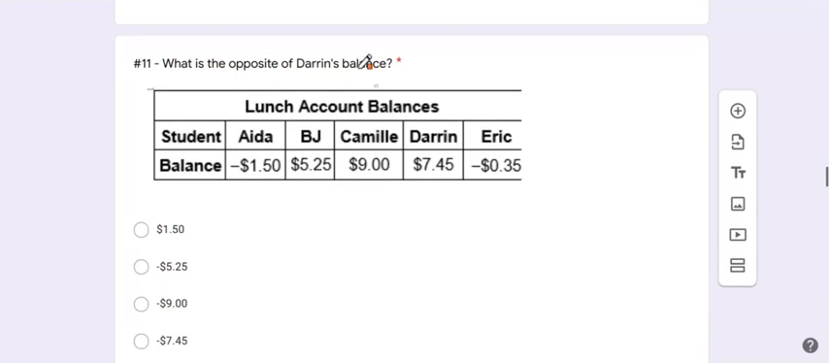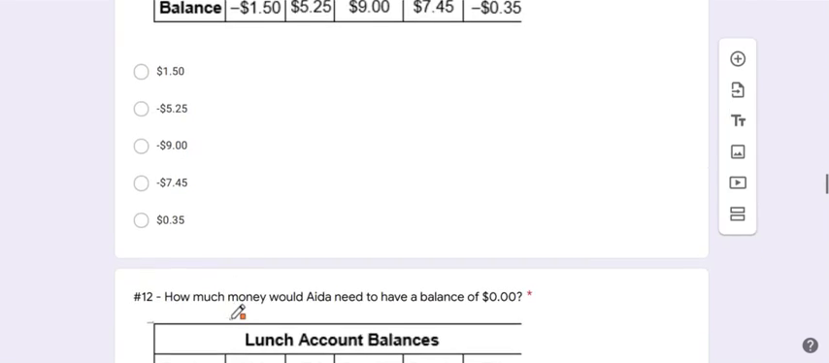Number 11, the opposite of Darren's balance. So I find Darren, he's right here. What's the opposite of his balance? I would choose my answer in the list.